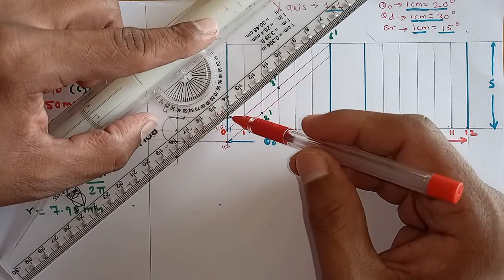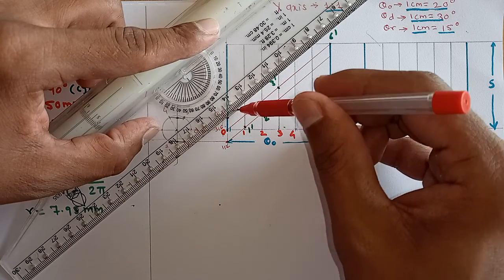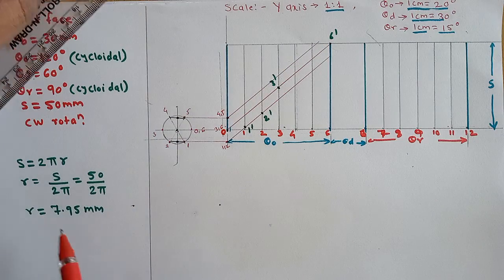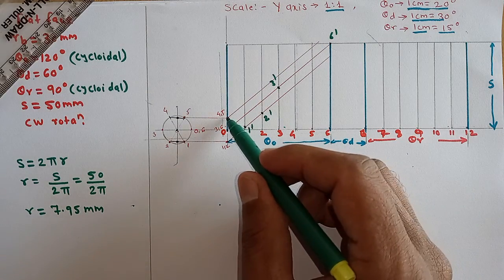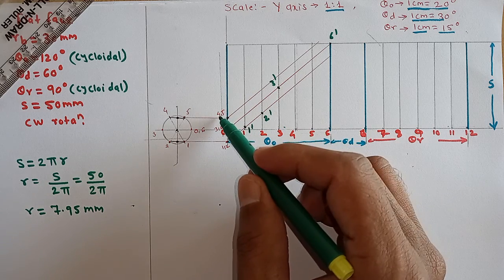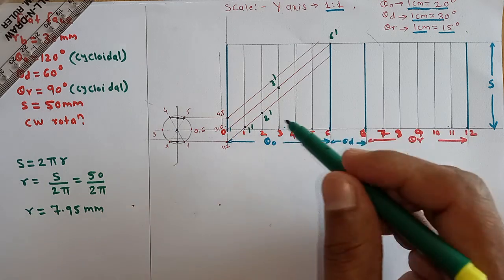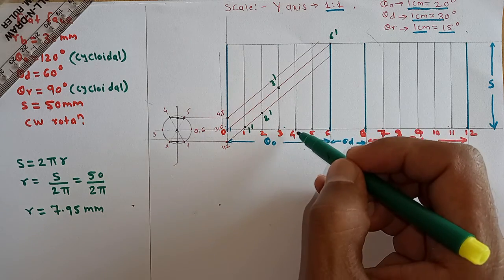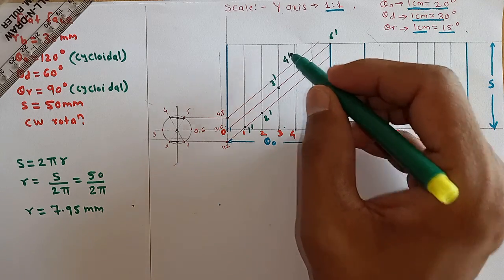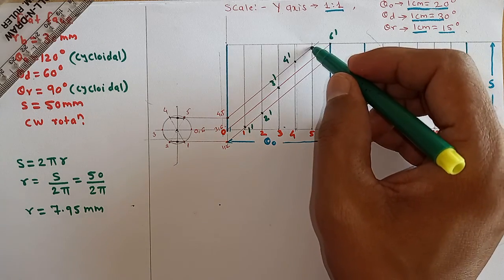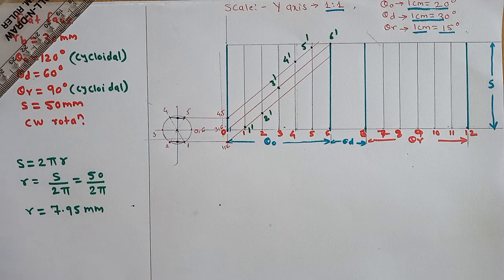Next we draw a line through this ordinate 4, 5. This will intersect. This line is carrying point number 4 and 5 along with it. So it will intersect the division line number 4 at 4 dash and division line number 5 at 5 dash.